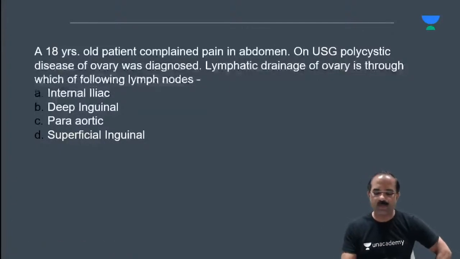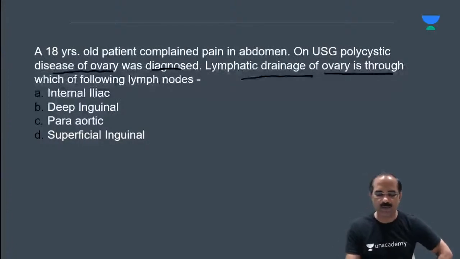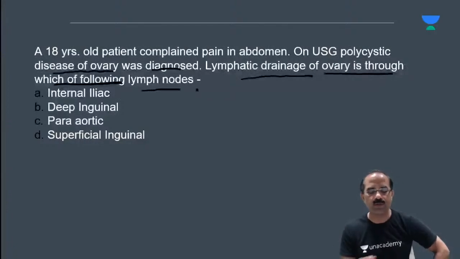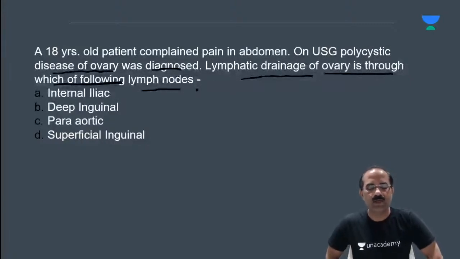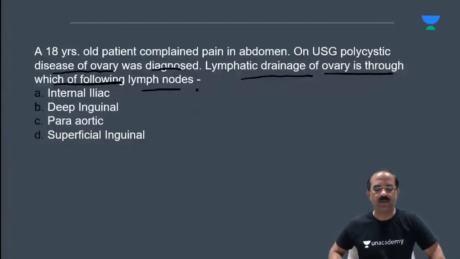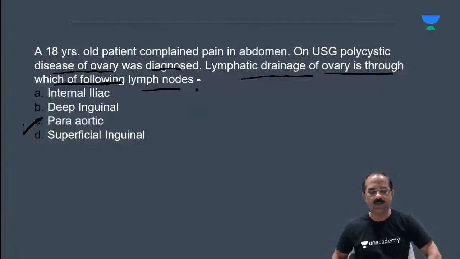A 18-year-old patient complains of pain in the abdomen. On USG, polycystic disease of the ovary was diagnosed. Lymphatic drainage of ovary is through which of the following lymph nodes? Yes, can anyone answer this? Very good. That's the para-aortic lymph nodes.